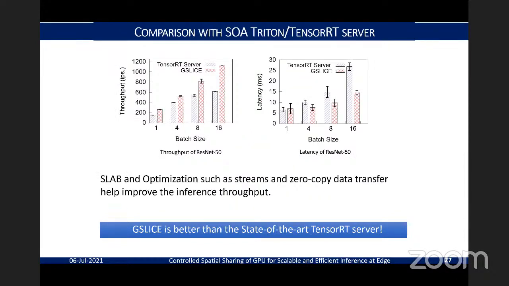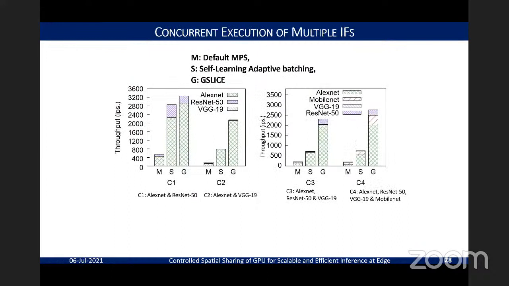And likewise, the state of the art is basically the Triton or the TensorRT server. So we run the same experiments with TensorRT and with GSlice on the same machine. We can see that GSlice is able to outperform TensorRT in several ways and also meet the latency requirements. With TensorRT you can configure the latency requirements when you run the TensorRT container, but still there are some variations that violate the latency requirements. In our case, we are able to meet the latency requirements in all the cases.